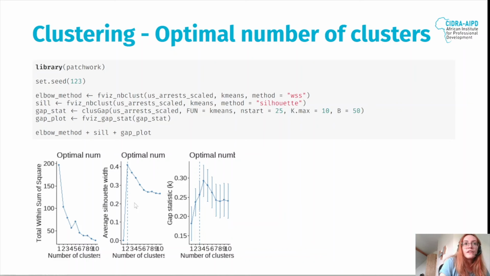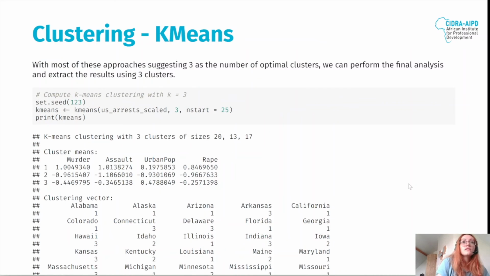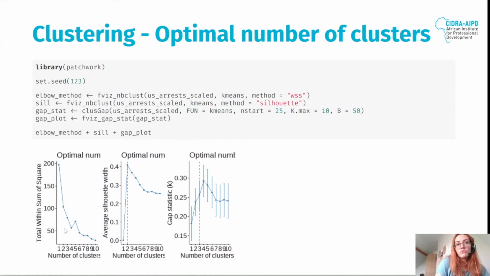Then we have here that the optimal number of clusters in the silhouette is the highest one, that is 2. And in here we have that the optimal number of clusters for the gap statistics is 3. So they're not agreeing, but they're pretty okay.